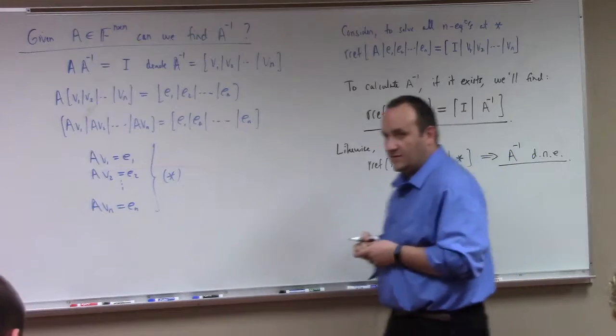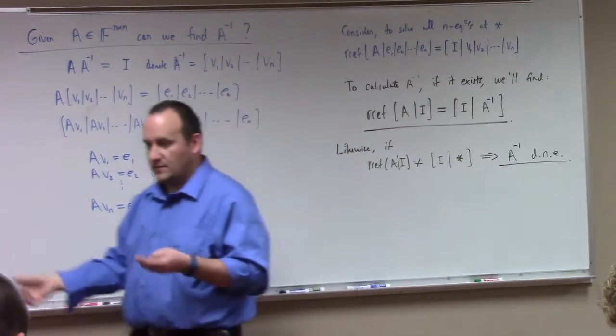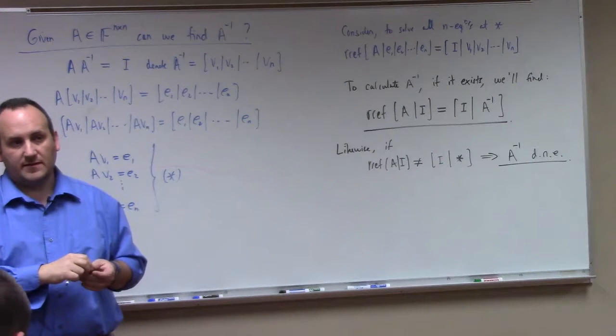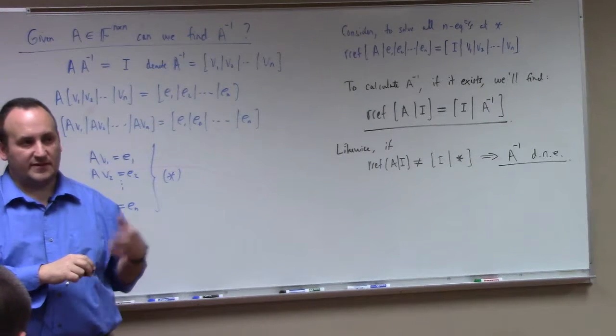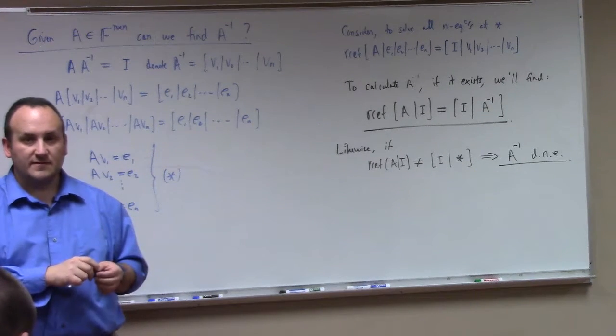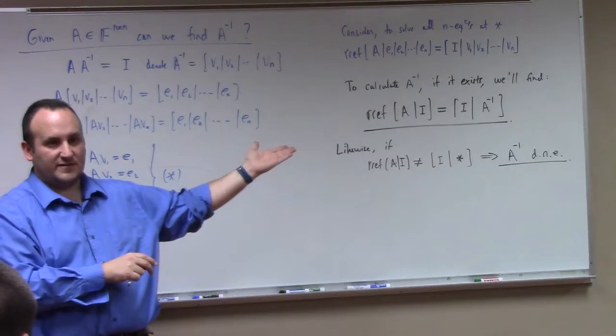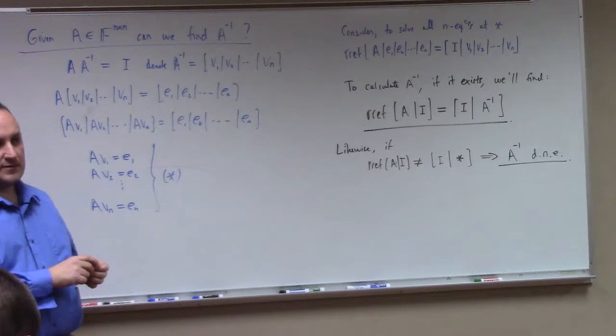So in short, if you just take the matrix you're given, slap the identity matrix next to it, and row reduce that thing, it will tell you categorically whether the inverse exists or doesn't. And if it does exist, it's sitting there waiting for you to just copy off the reduced matrix.